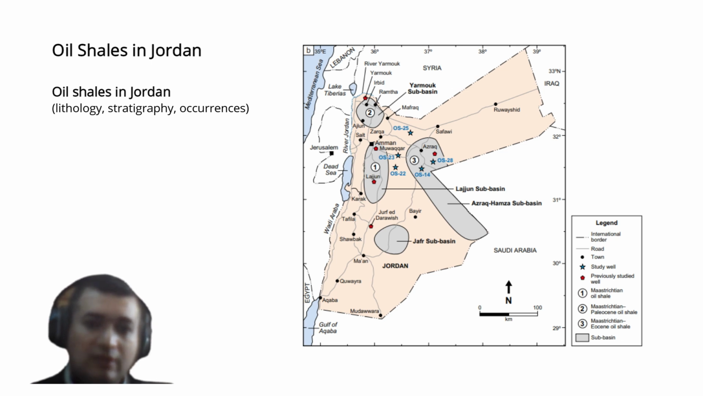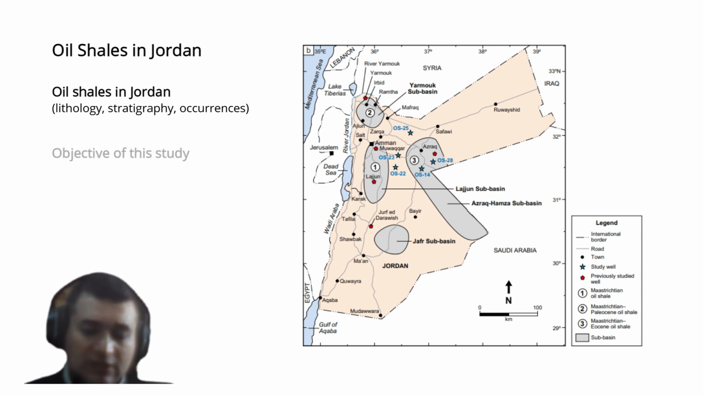Jordan during the late Cretaceous was a broad, shallow marine shelf. And due to the effect of tectonics on the basins, there was an establishment of sub-basins like the Yarmouk sub-basin in the north, the Lajoon sub-basin in the central, the Jafar sub-basin in the south, and the Azraq Hamza sub-basin in the center east.